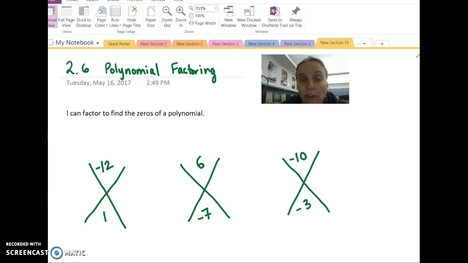This lesson is about factoring polynomials to find the zeros. So my objective for you is to be able to find the zeros of a polynomial. And we're actually going to start with a game.